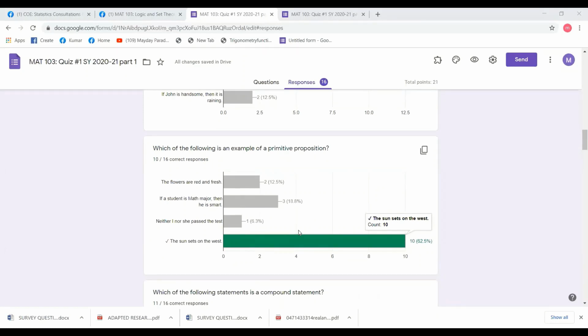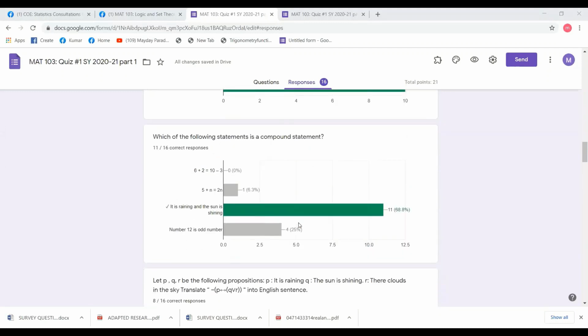Here, "if a student is a math major, then he is smart" is also a compound statement because we have two propositions here. Number three is not a primitive proposition because we also have two propositions here: "Neither I passed the test nor she passed the test." Therefore, the answer here is letter D: the sun sets on the west.